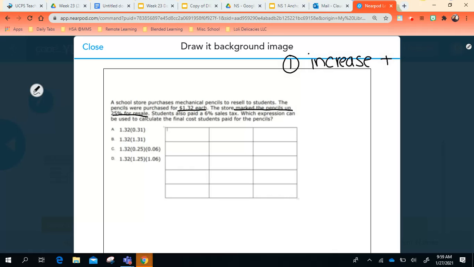Students also paid 6% sales tax. So is that an increase or a decrease? It's an increase. Sales tax is always an increase. See, look, that's one of those magical problems where you do increase 2 times. So pay attention and don't assume it's decrease and then increase. Which expression can be used to calculate the final cost? So go ahead and start working through your problem.